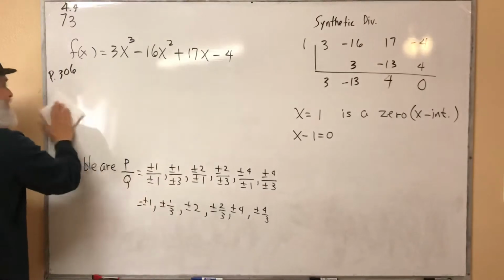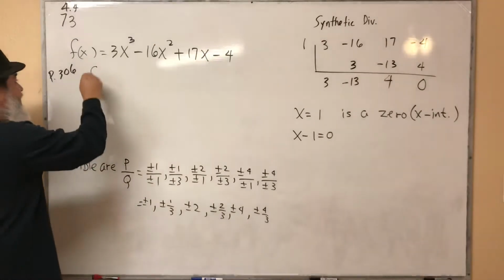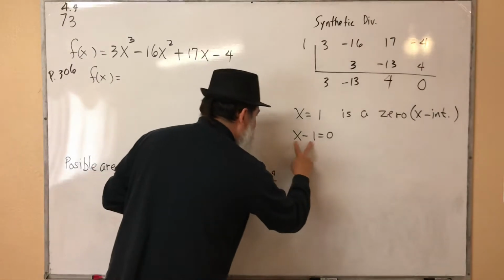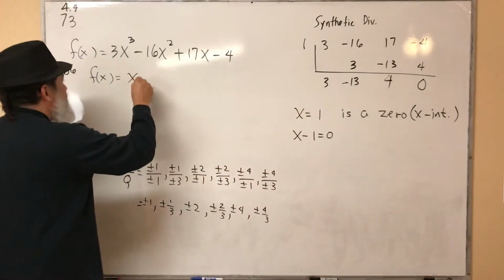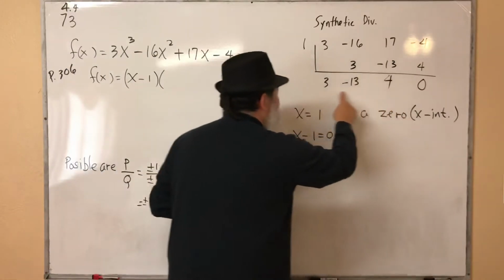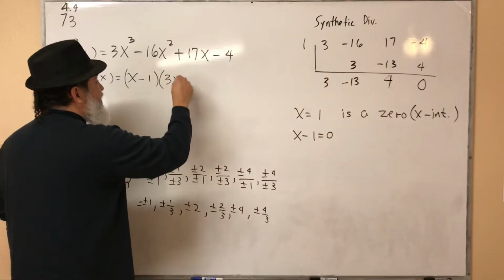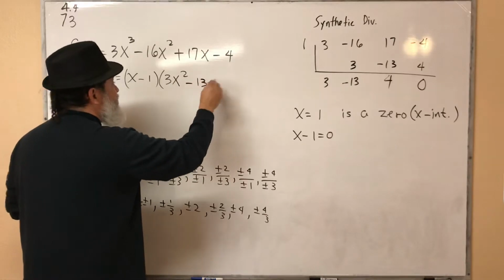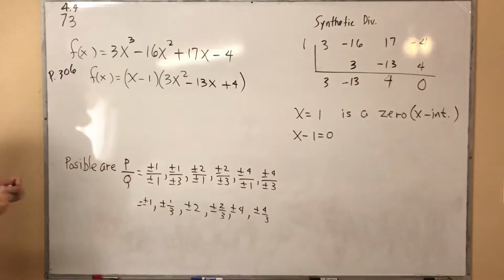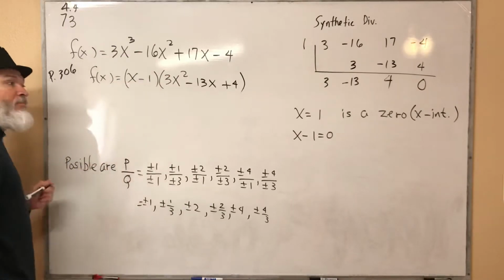Watch this. f of x now is going to equal this factor, x minus 1, times this trinomial, and this trinomial is 3x squared minus 13x plus 4. Yep. If you multiply this times that, you better get the original problem.